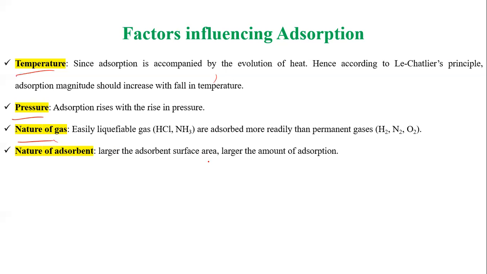Nature of the gases. Some gases are more easily liquefiable than other gases. That's why if you use an easily liquefiable gas, it will adsorb more easily on the surface than a non-easily liquefiable gas. Like we have nitrogen, then we have oxygen and hydrogen. Nature of the adsorbent. For example, if you have an adsorbent which has a larger surface area, it is obvious that higher adsorption will take place on such an adsorbent. So these are a few of the factors which affect the adsorption process.